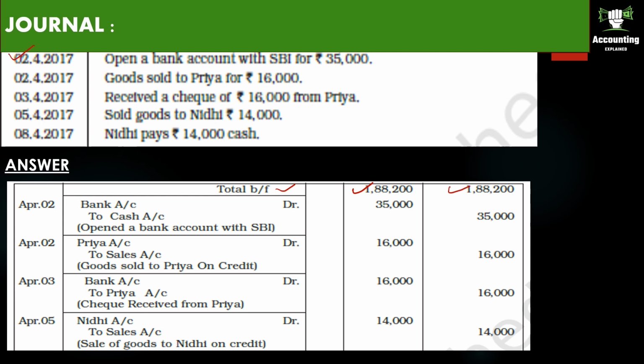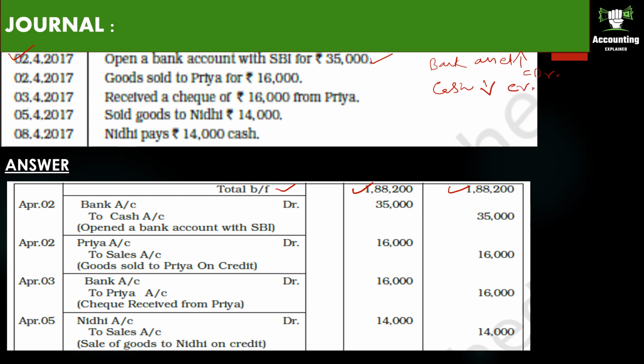2/4/2017, open a bank account with SBI for rupees 35,000. So you have opened a bank account with SBI. What happens? Bank account you have opened. So bank account is an asset. It increases. When the asset increases, what you have to do? Debit. With what you have opened? By giving cash. Again, cash is an asset. When the asset decreases, what you have to do? We have to credit it.